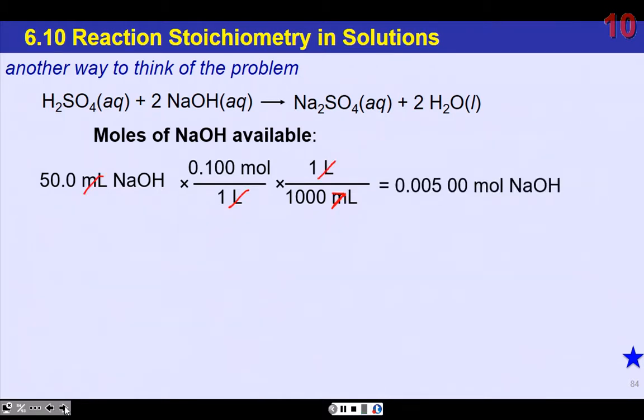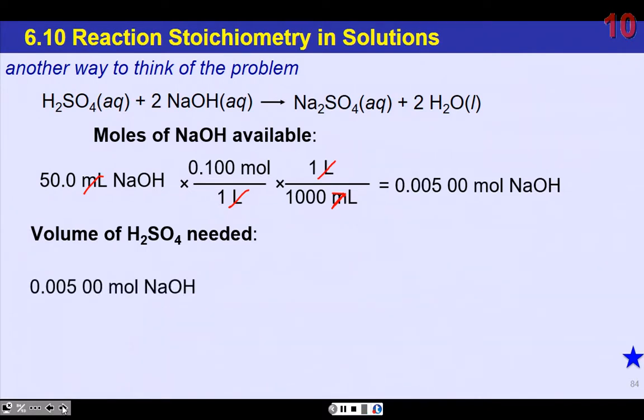0.005 moles of sodium hydroxide. Do we care what that number is? Not in a hurry. But we need to figure out from that how much sulfuric acid is going to react with it. So what volume of sulfuric acid is needed to go with that many moles of sodium hydroxide? Start with the moles of sodium hydroxide and then determine from the balanced equation how they have to react with one another. Every 2 moles of sodium hydroxide reacts with 1 mole of sulfuric acid.